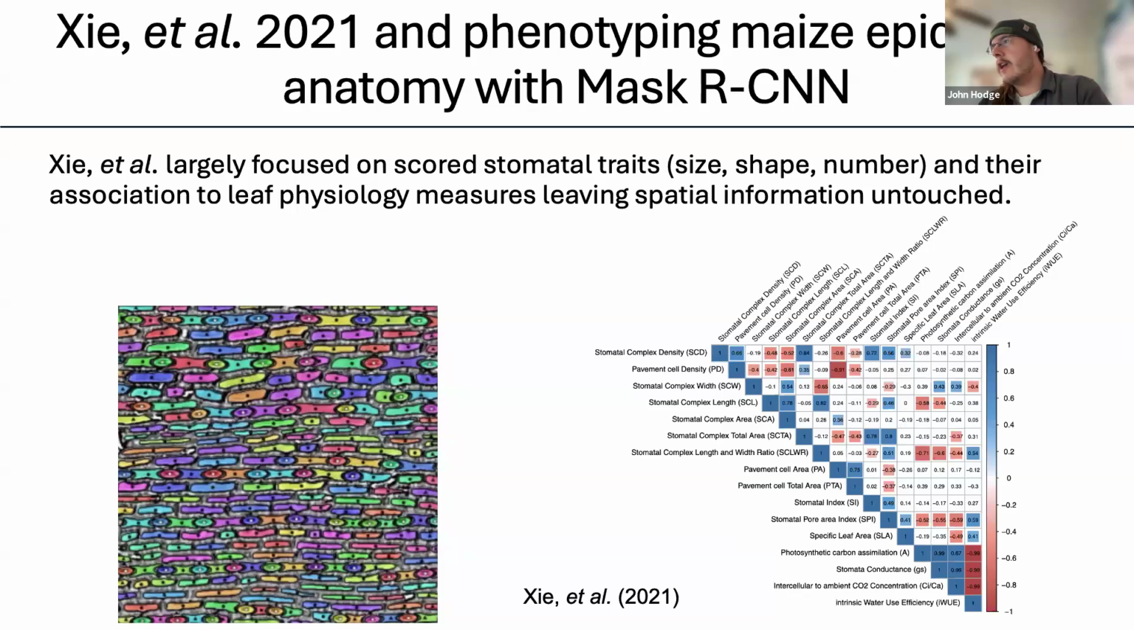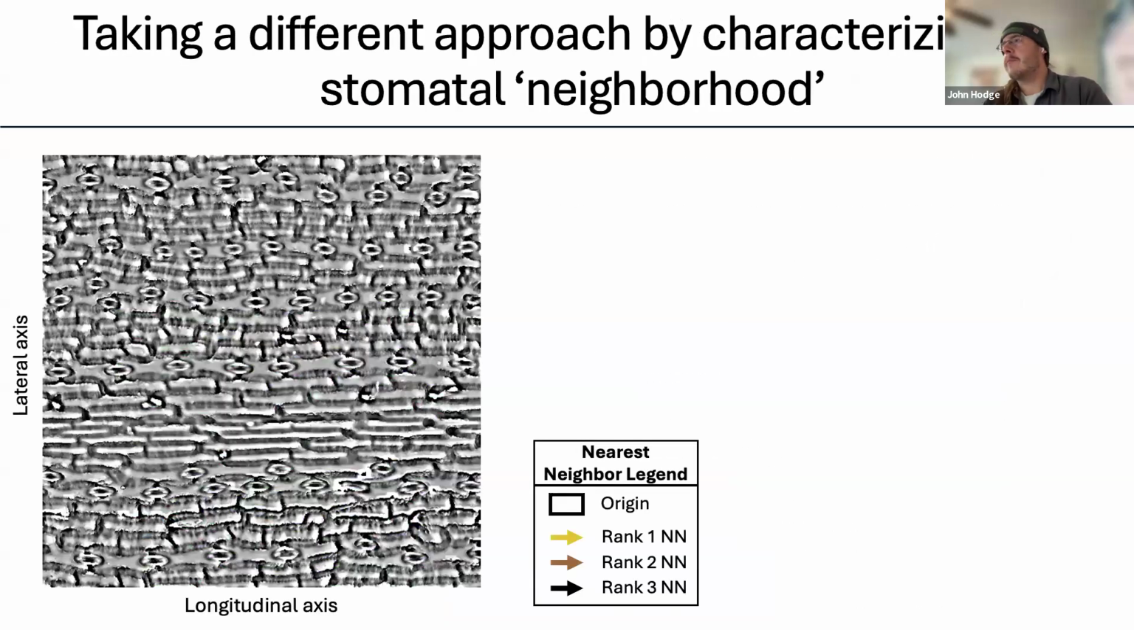And so joining the lab as a developmental geneticist, I just saw a lot of room to play with some old data. And the way that I approached this was I tried to create this stomatal neighborhood, is what I ended up calling it, where if we were to just look across this micrograph, we can see that there's stomata everywhere, but we're just going to grab 3 to start, and we're going to call these our origins. Once we know where our origin is, we're going to reach out and find our first nearest neighbor, and then our next one, and then our next one.